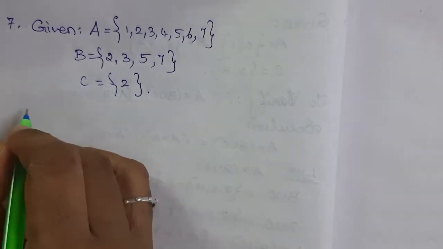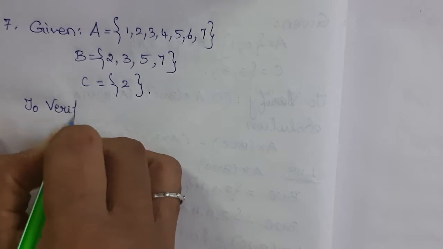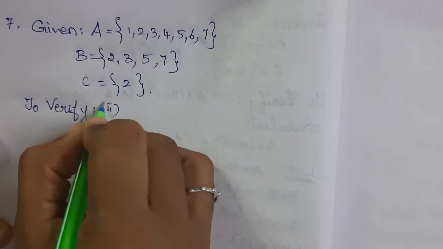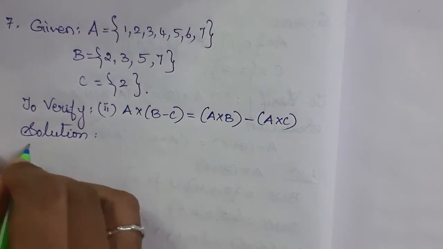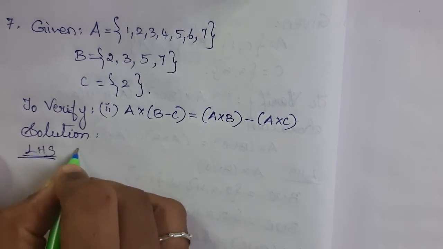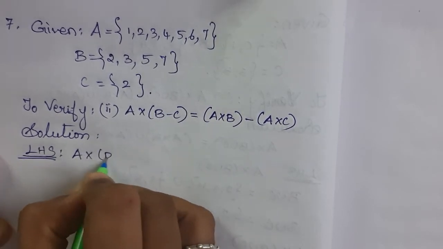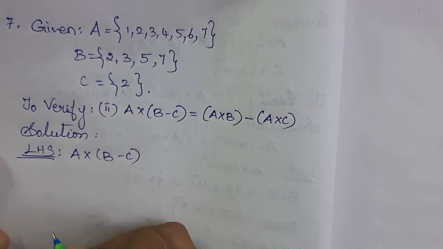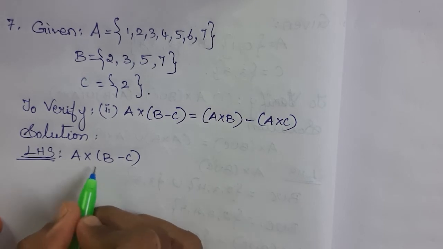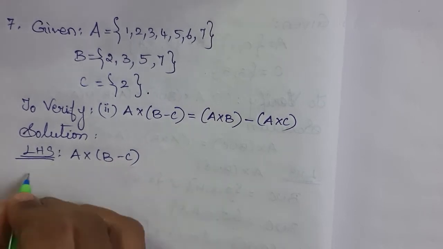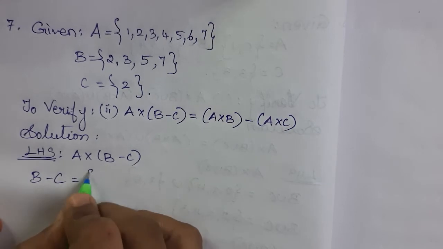Now, we have to verify. I am going to do the second subdivision, where A cross B minus C is equal to A cross B minus A cross C. So, as usual, take your left hand side. Left hand side is A cross B minus C. We have to find the difference of sets B and C. Always do the value inside the bracket first. So, let's take B minus C.